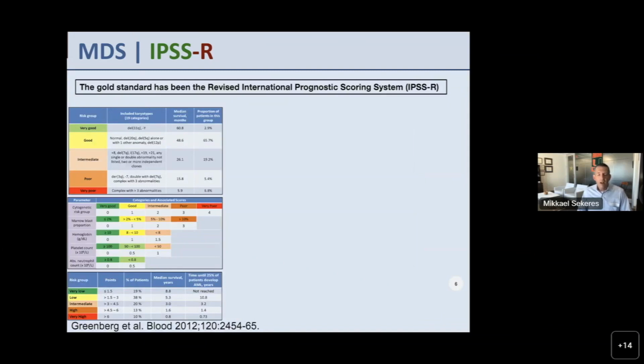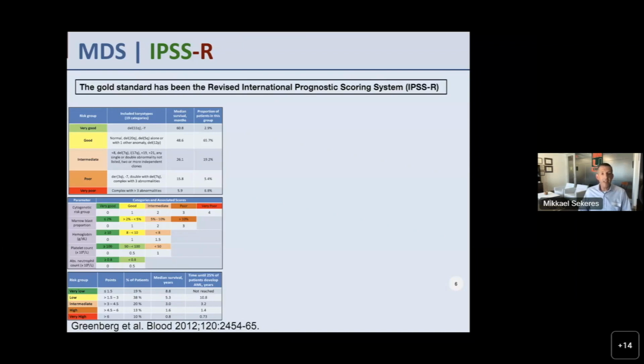Now, we don't have technically a staging system for myelodysplastic syndrome. So what we do instead is use the revised International Prognostic Scoring System. And what this does is basically reflect what we see clinically and what should be pretty intuitive. So patients who come into our clinics and have very poor risk cytogenetics, let's say those who have more than 3 abnormalities, patients who have a high blast percentage, let's say 18% blasts, and those who have multiple cytopenias are going to have a median survival that's measured in less than a year.